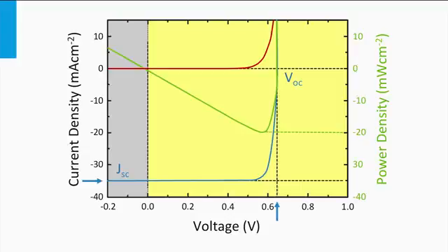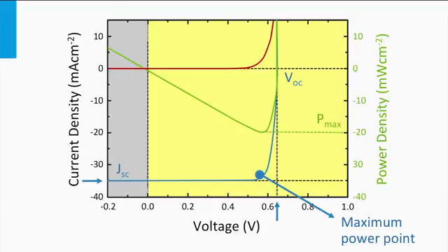Note that if the power density on the scale is negative, it means that the solar cell is generating power, whereas if the power density is positive, it means that the solar cell is consuming or dissipating power. The green curve shows that the power density is varying with the voltage, and it shows that the power density has a maximum. On the JV curve, this point is called the maximum power point, and the power density generated at this point on the green line is P max.